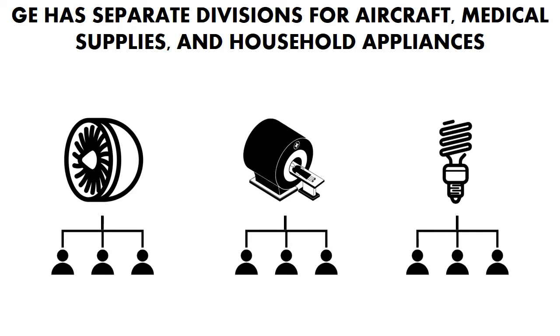We can also divide organizations up based on the products they make. So GE makes a ton of different products. They have a division for making airplane engines. They have a division for making medical devices like CAT scan machines. And they have a division for making household appliances like light bulbs. So these divisions are centered around the products that they make.